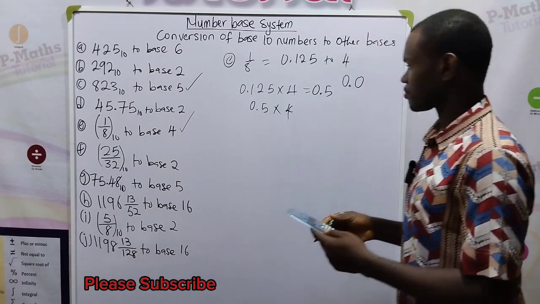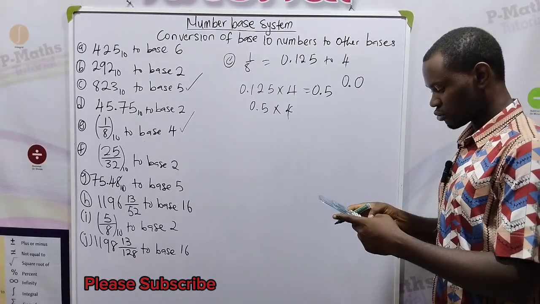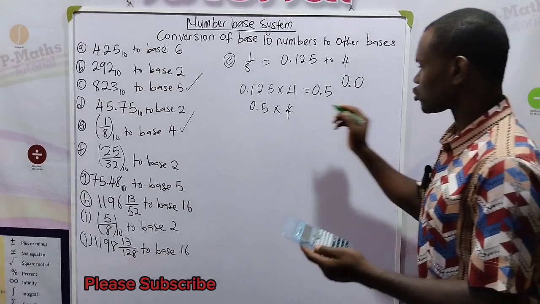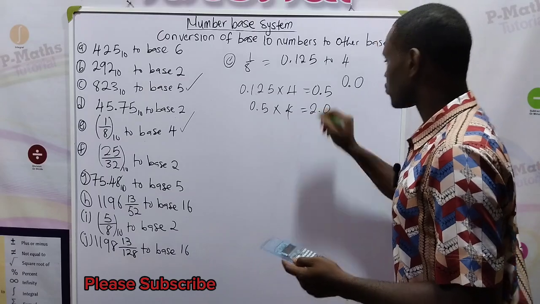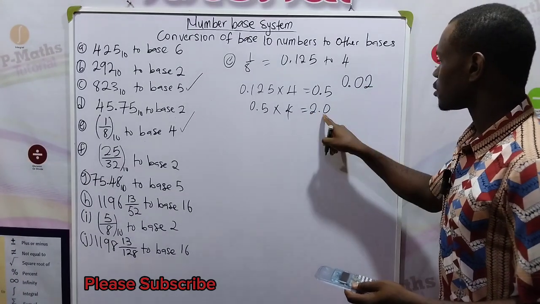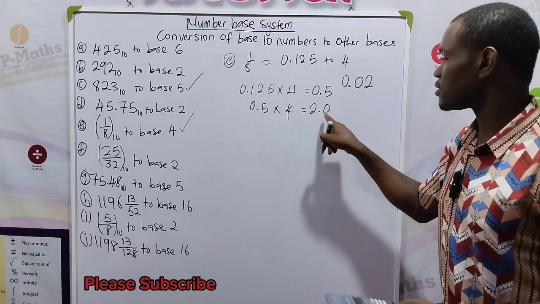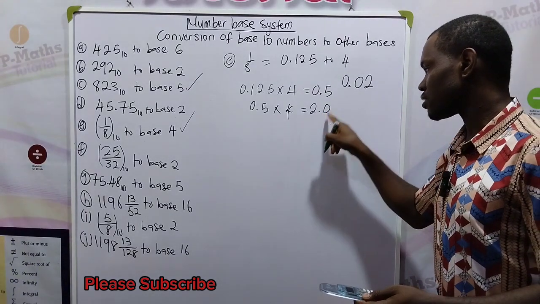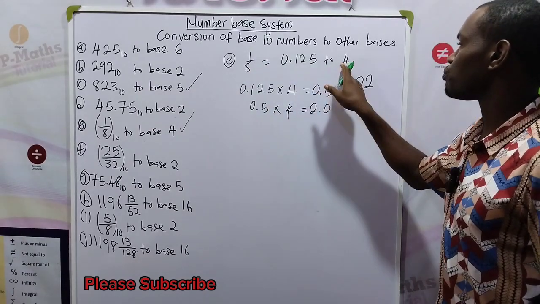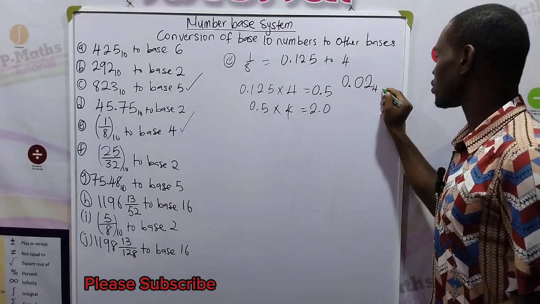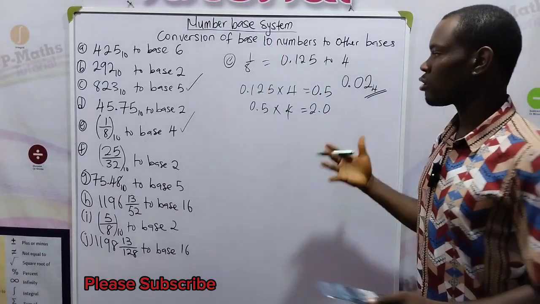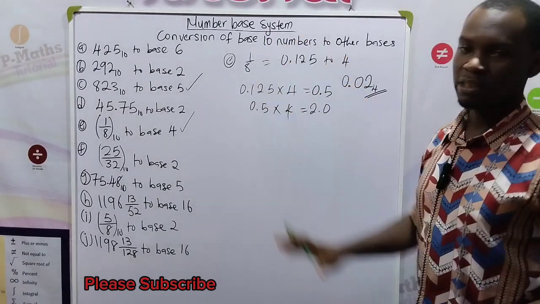Multiply by 4 again. So 0.5 times 4, that is giving me 2. So that is 2.0. Now take the whole number part again and write down. Then this is now 0. Once you get remainder 0, your decimal part is 0, you stop. So this becomes the conversion of 1/8 to base 4. So you put your base 4. This becomes the solution. So for every time you have a fraction, all you need to do is to divide the fraction first.